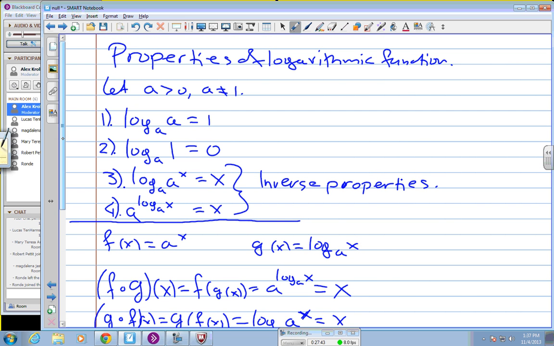But anyway, so these are our 4. There are no more properties, that's all. You're going to have 3 very major laws, but that would be basically it. Because again, the last 2 correspond to compositions of functions and inverses. So just by the definition, we should get x in both cases.